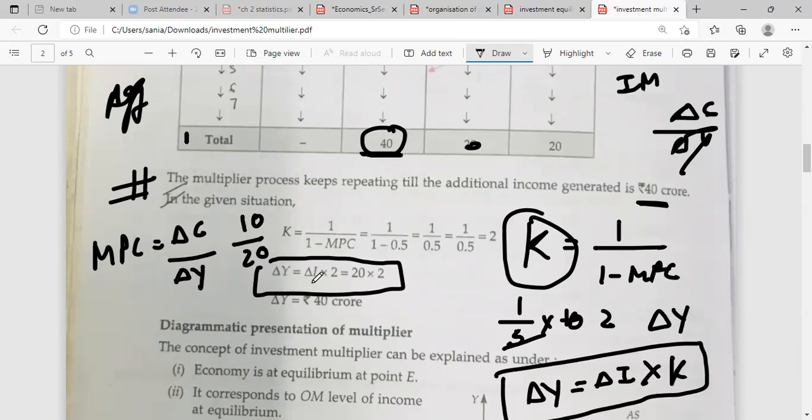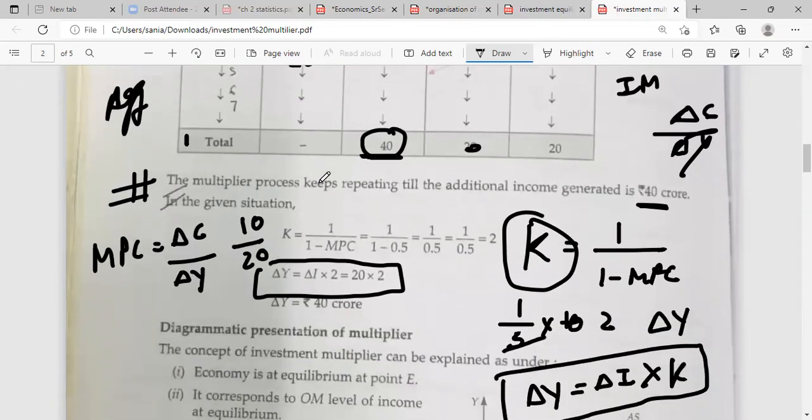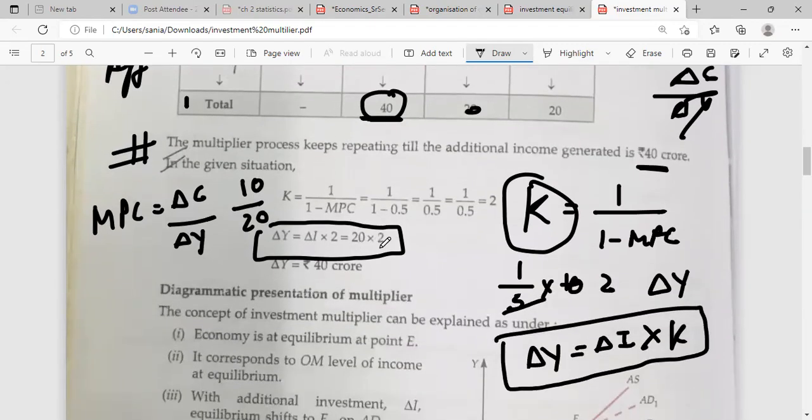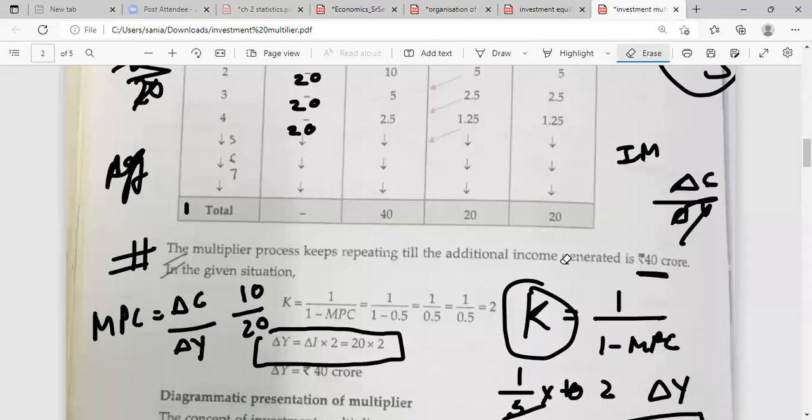So what is your change in investment? It is 20. You can see throughout it is the same, 20, 20, 20. Right? So 20 multiplied by K. What is your K? You got to know that your K was 2. So putting the value, you will get 40 crore. How will you make 40 crore? 20 plus 20. Clear? Do you want me to explain it again? It's clear, ma'am.